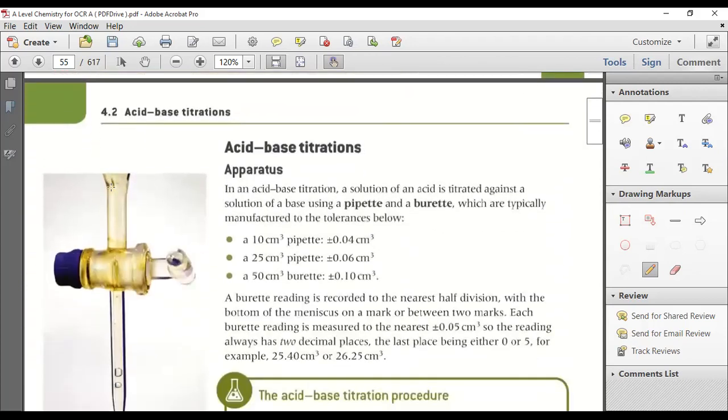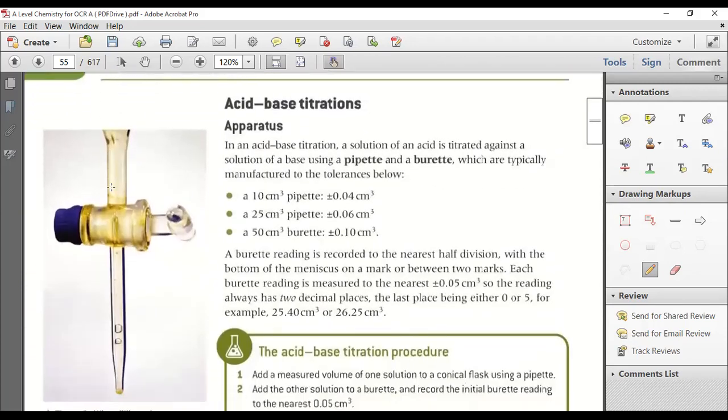Now we have an apparatus. If you see this apparatus, this blue portion is a knob. You can open or close it. And if you open it, this white portion will move out. If you close it, this will move inside. Yes, and this is known as a burette.